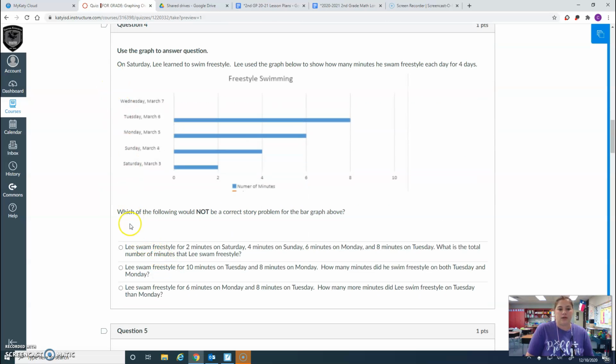Question 4. Which of the following would not be a correct story problem for the bar graph above? Lee swam freestyle for 2 minutes on Saturday, 4 minutes on Sunday, 6 minutes on Monday, and 8 minutes on Tuesday. What is the total number of minutes that Lee swam freestyle?